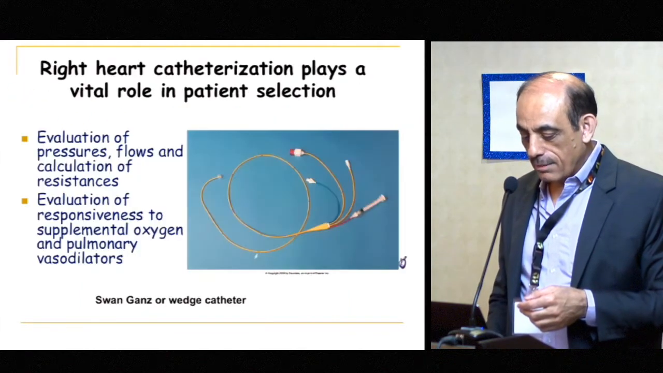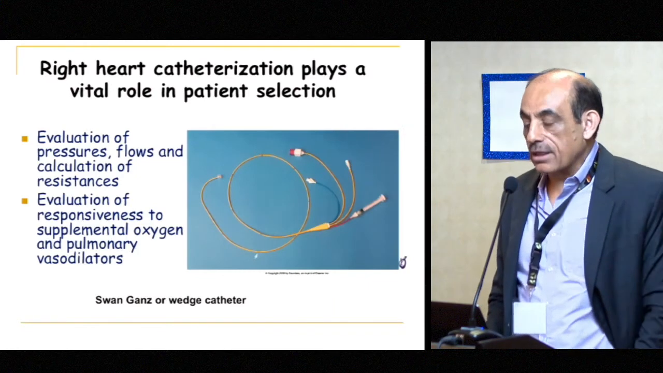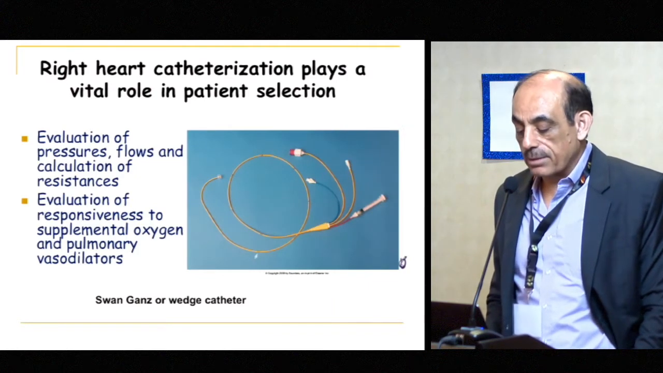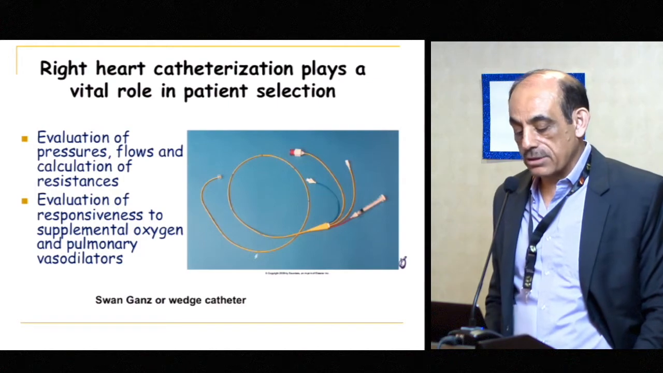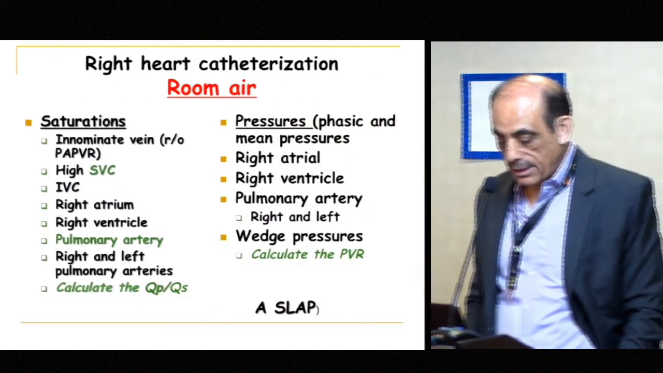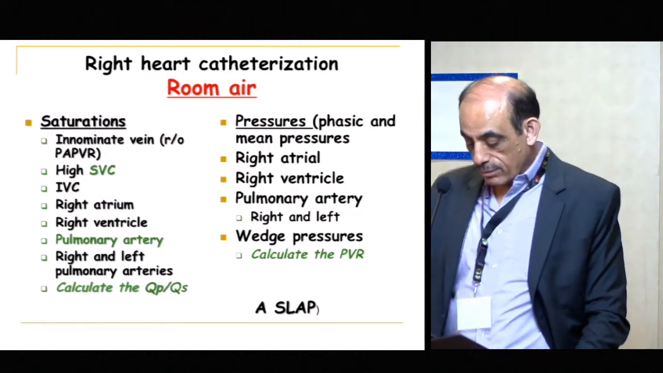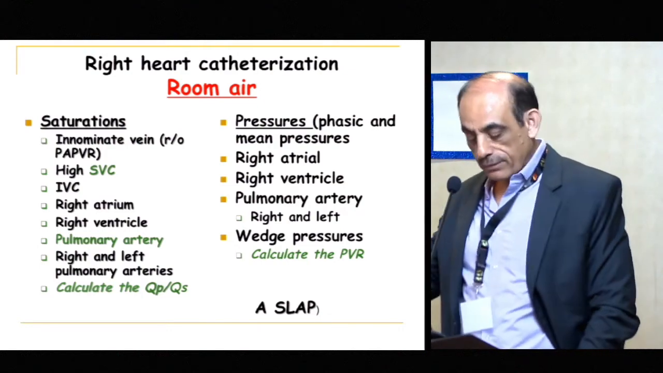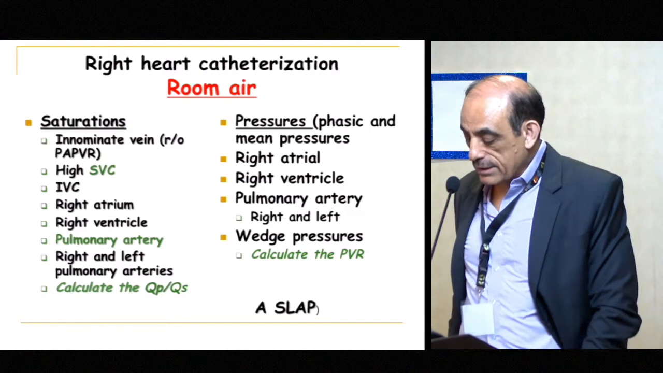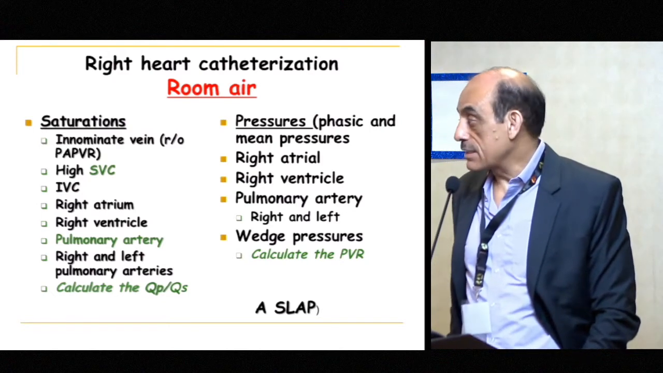Okay, so right heart catheterization absolutely positively plays a very, very vital role in patient selection. We all know this, okay? So right heart catheterization, you have to do SVC SAT for my adult colleagues. If you don't do it, you have to do pulmonary arterial SAT, you have to calculate QPQS.